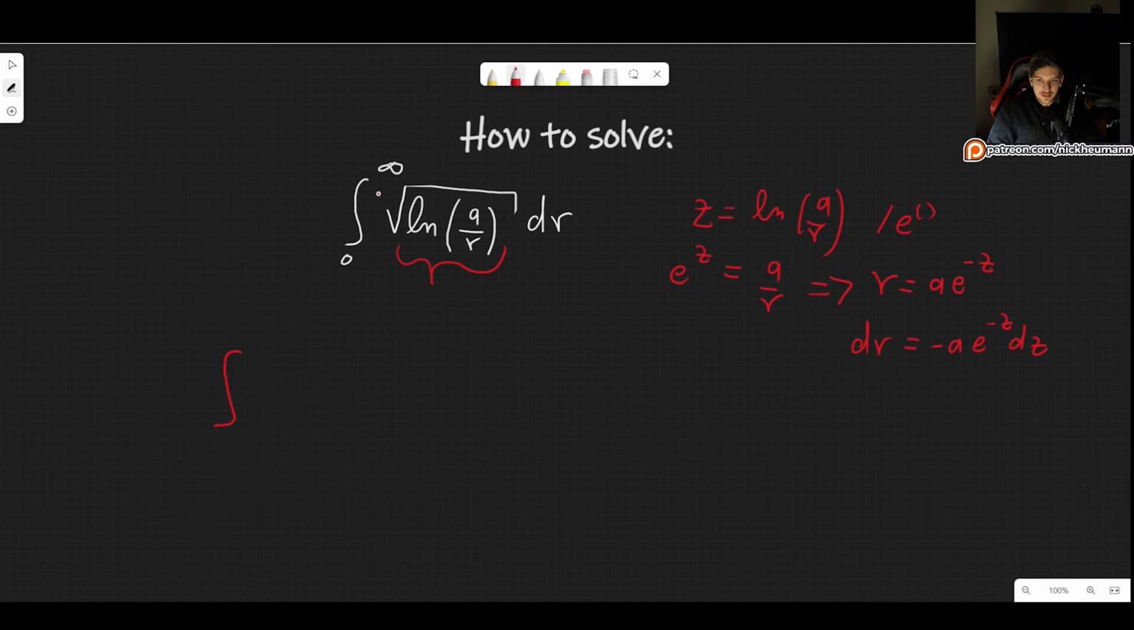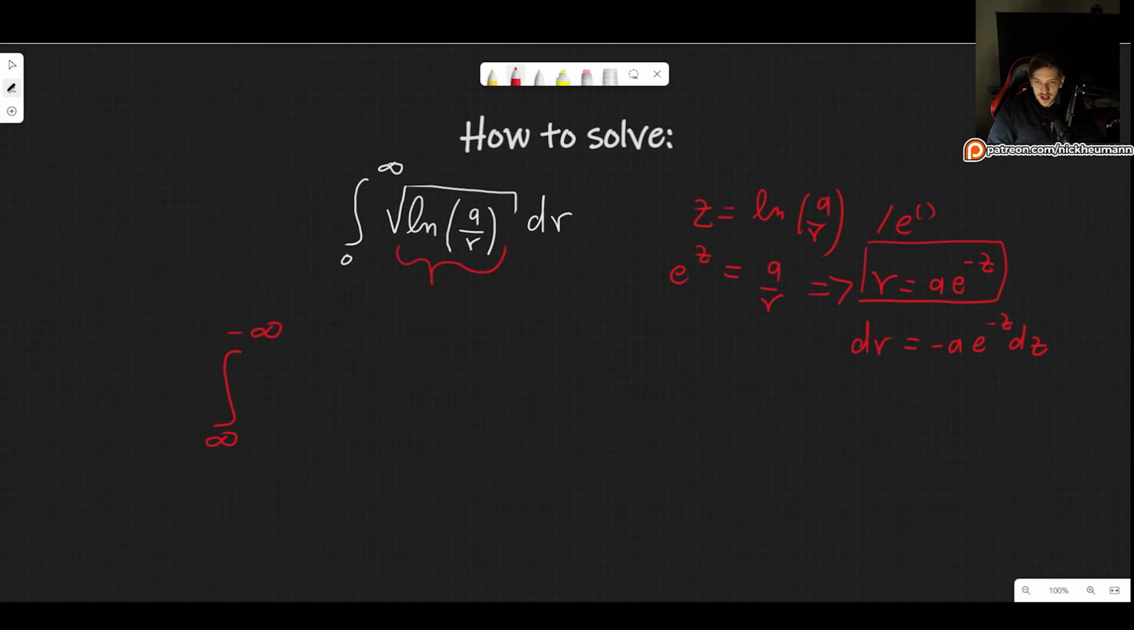Now, what about the limits of integration? Well, if r is 0, we can see it easiest here. If r is 0, then z has to go to infinity in order for this exponent to also go to 0. So the lower limit is now infinity. What about now when r goes to infinity? Well, in that case, we need z to go to minus infinity in order for this expression to also go to infinity. So our integral then goes from infinity all the way to minus infinity.